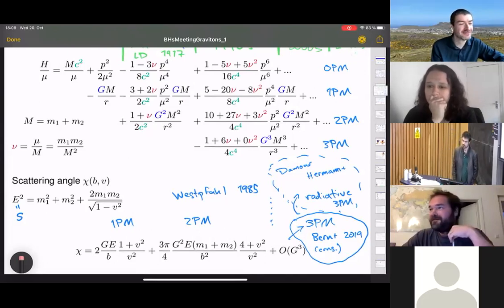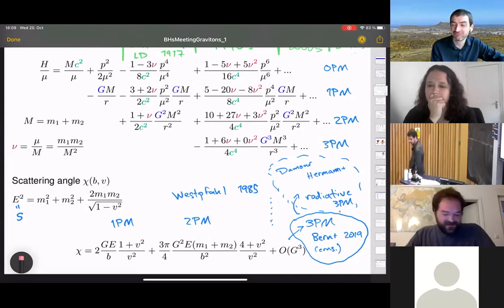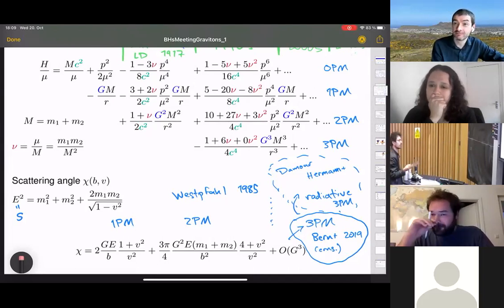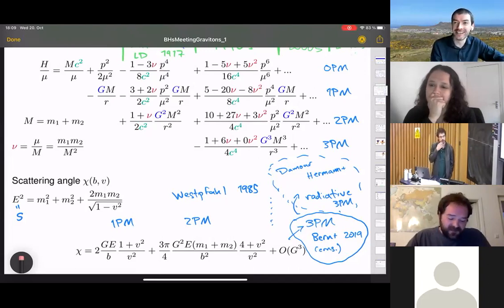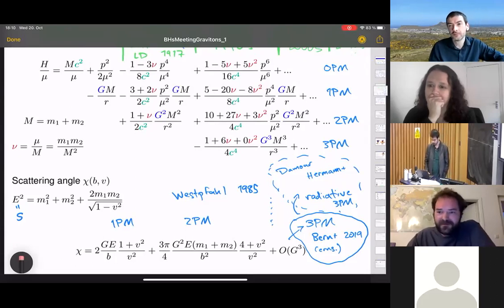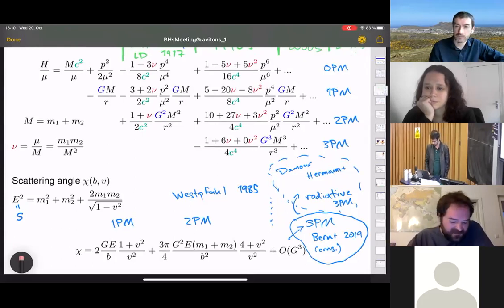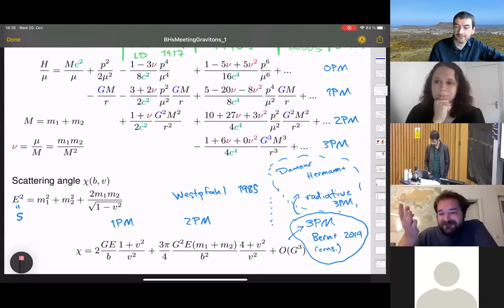By scattering function, you mean something whose derivative gives you the scattering angle? Can you include radiation in such a thing? The derivative will give you the correct physical scattering angle, the one that you measure. Yeah, there certainly exists a physical scattering angle, including radiation and the radiative part of that. That's also known now at the leading part, so 3PM. Just take an antiderivative with respect to b. That's a scattering function which has that in it.